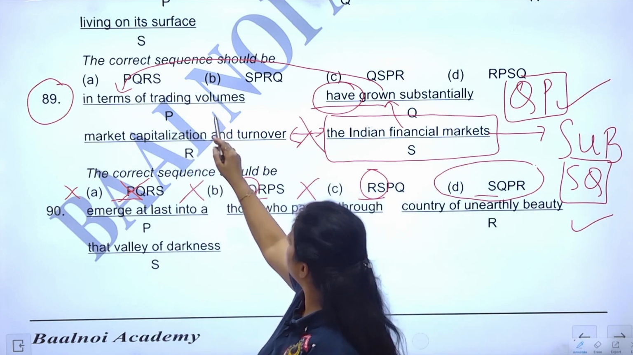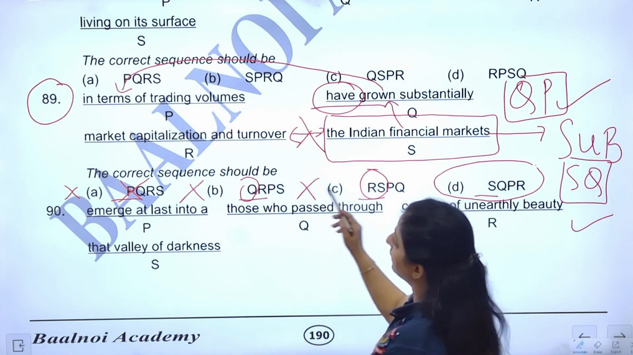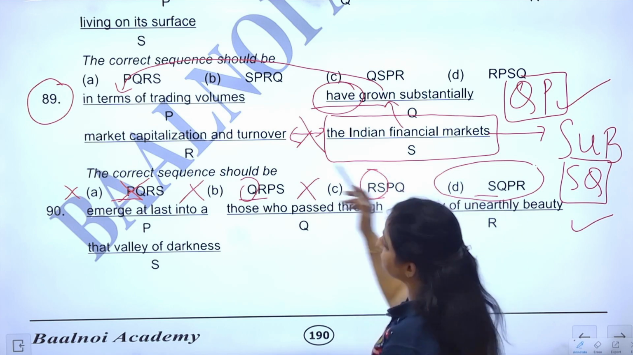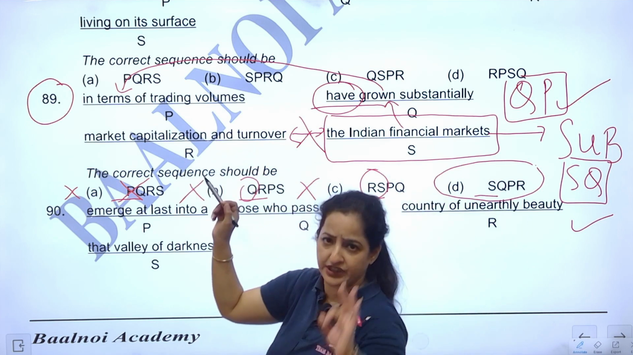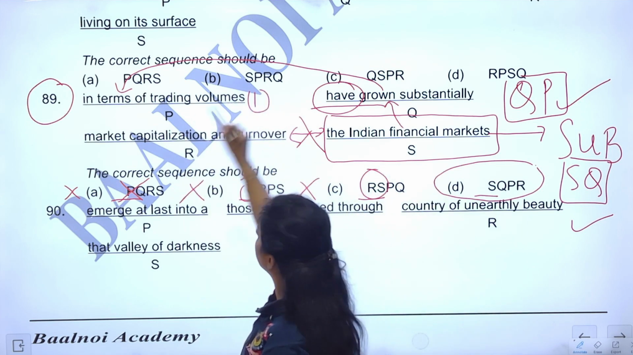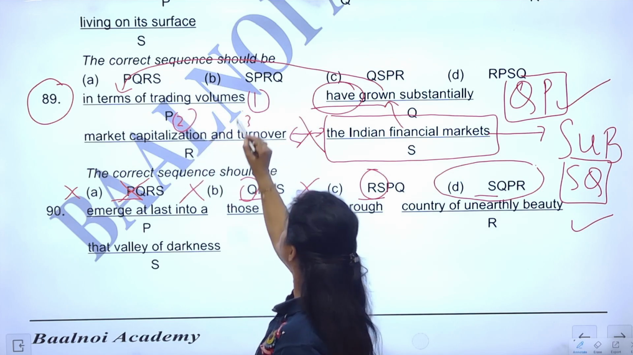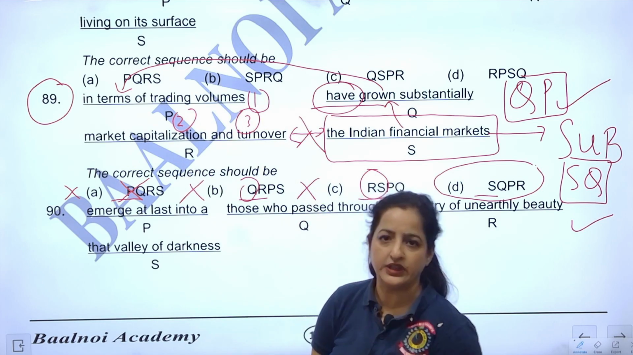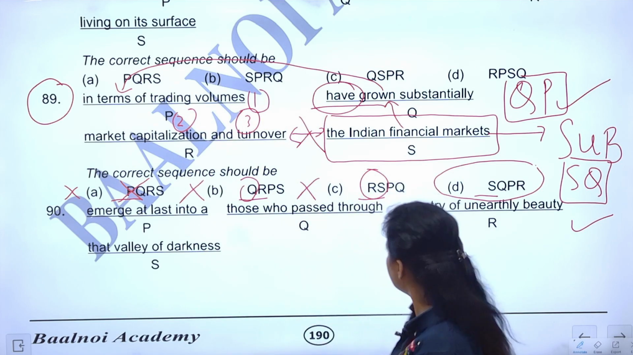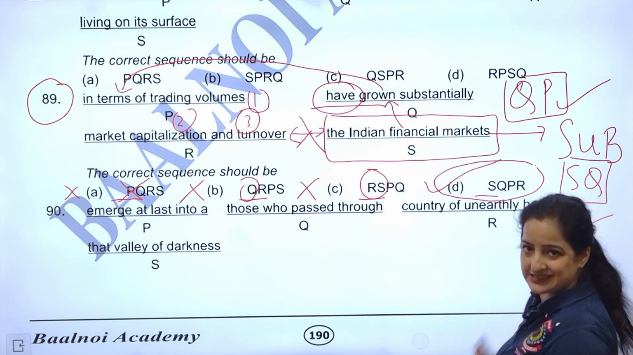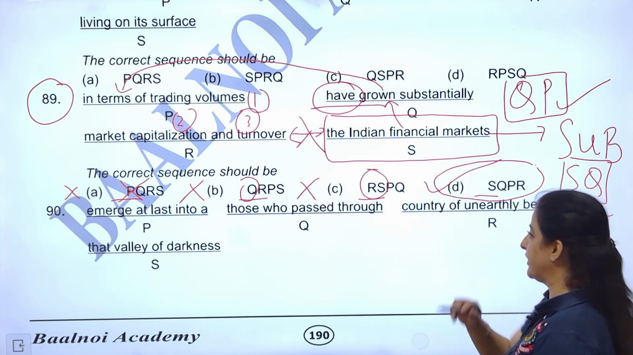In terms of trading volumes, and then lastly, market capitalization and terms. 3 terms are there. Volume, capitalization. It has grown in all these three terms. So the correct answer therefore is delta. Anyways, we've ruled out the others.